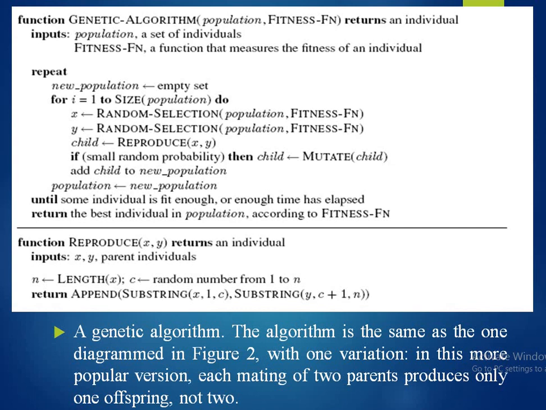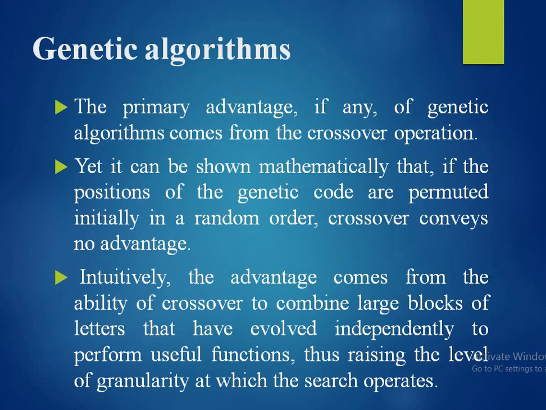Function reproduce x, y returns an individual. Inputs x, y, parent individuals. n equals length of x, c equals random number from 1 to n. Return append substring x, 1, c and substring y, c plus 1, n. This is the genetic algorithm.